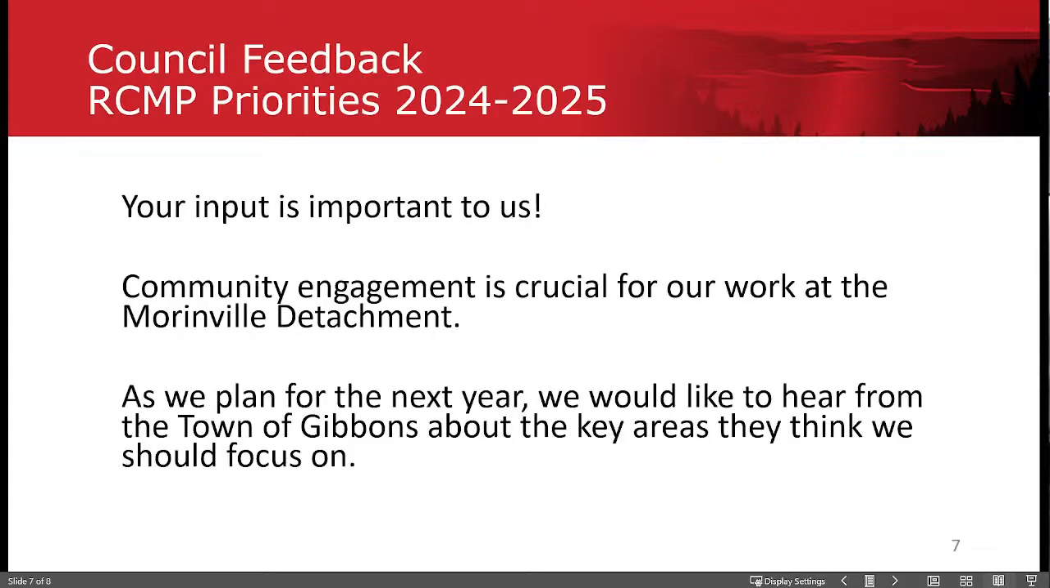What's not up on the slide is that other criminal code is down from 57 to 44 in 2023, a 23% decrease in that area. However, our criminal code traffic is up from 16 to 22, which gives us about a 38% increase. Provincial code traffic is down from 664 the previous year to 568 in 2023, a decrease of 14%. We're seeing that.